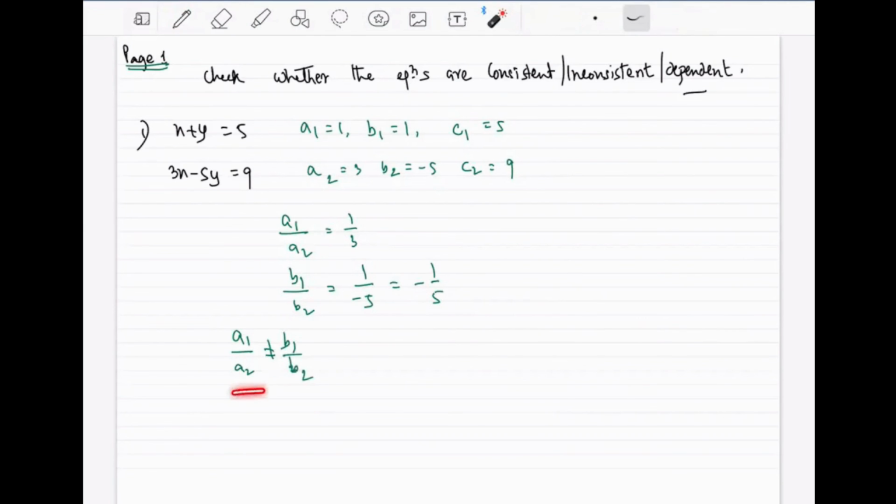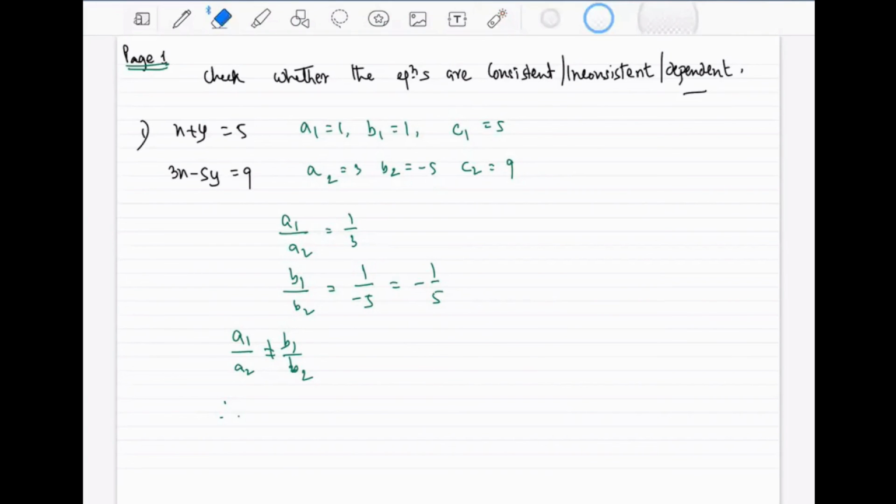So right here, A1 by A2 does not equal B1 by B2. Which condition is this? This is the condition for consistent. So we will say here, therefore, these two equations are consistent. What is the meaning of consistent? If I draw the graph of these two, they will intersect at one point. If I find the solution, we will get a point. The value of x and y which satisfies these two equations, there is only one of them.